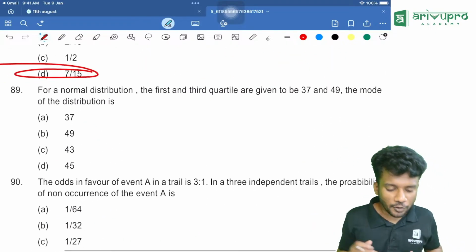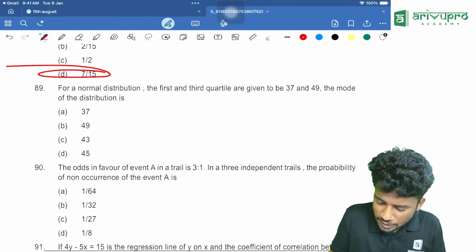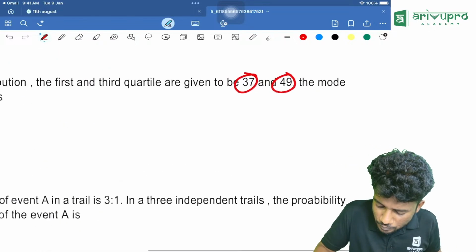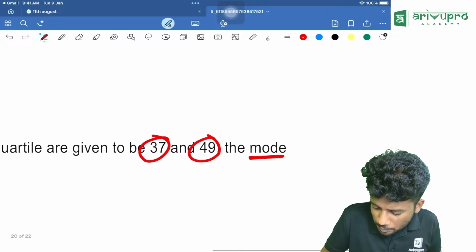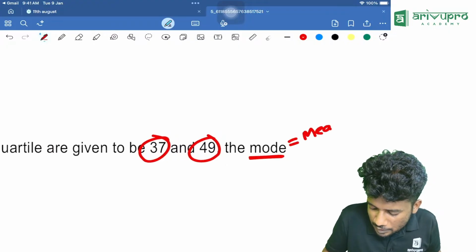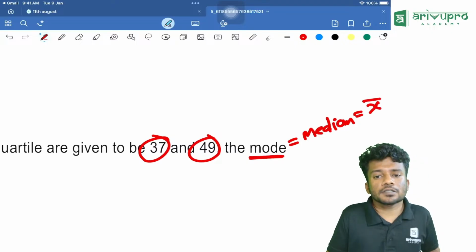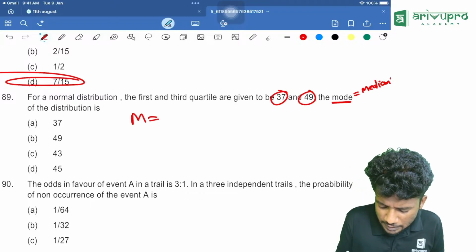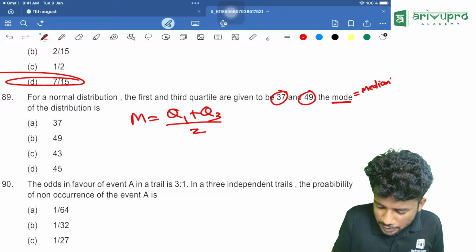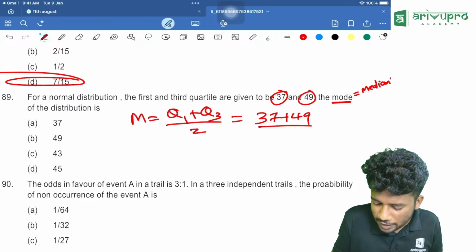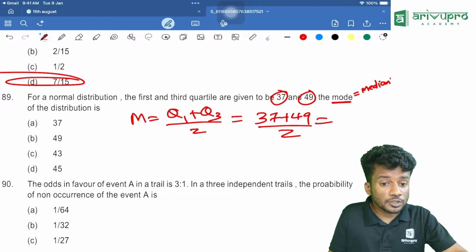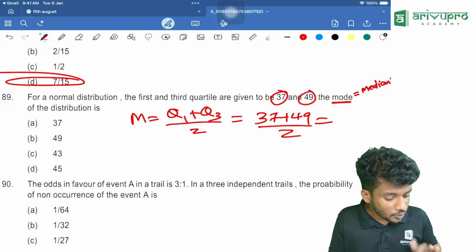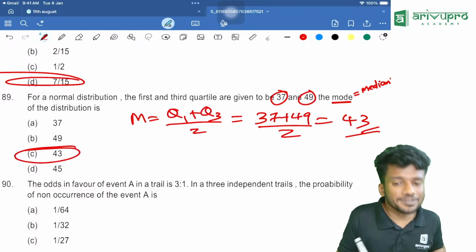Next one, people, we are going to normal distribution. The first and third quartile are given by 37 and 49. Then find the mode. One thing we know is that in a normal distribution, mode is equal to median is equal to mean. So we need to find the median. If you know the first and third quartile, how will you find the median? The median is Q1 plus Q3 divided by 2, that is 37 plus 49 divided by 2, which is equal to 43. Option C is your answer.